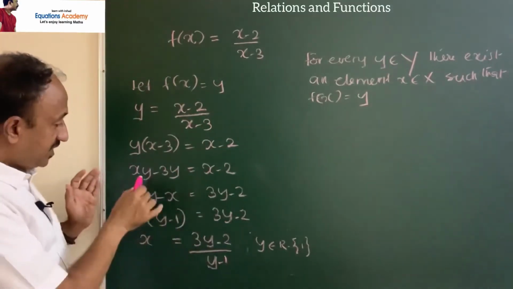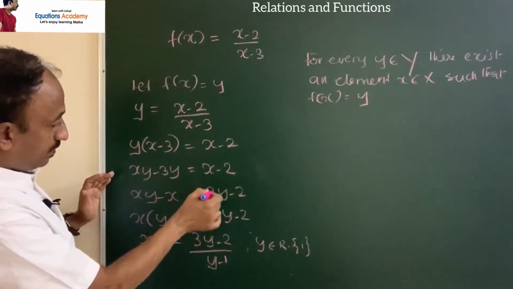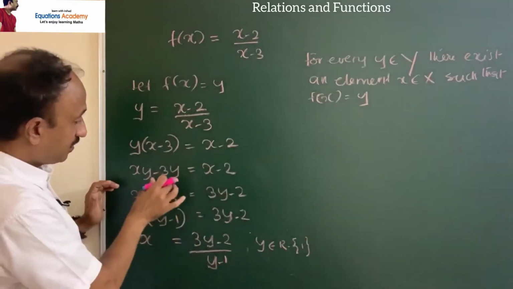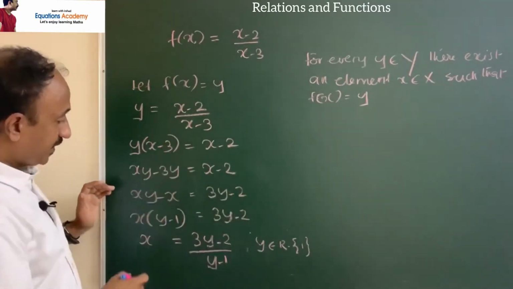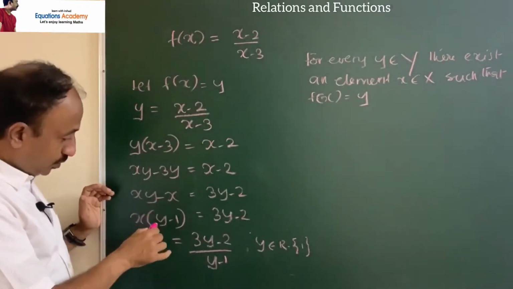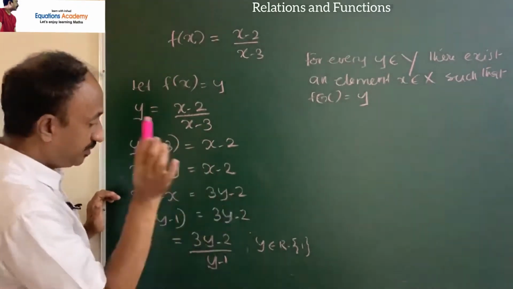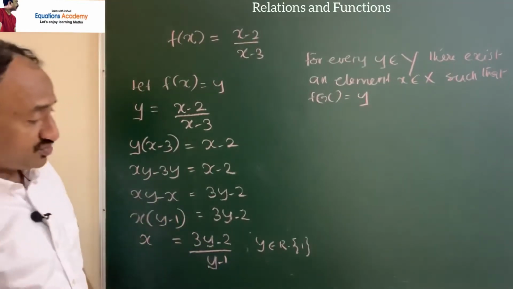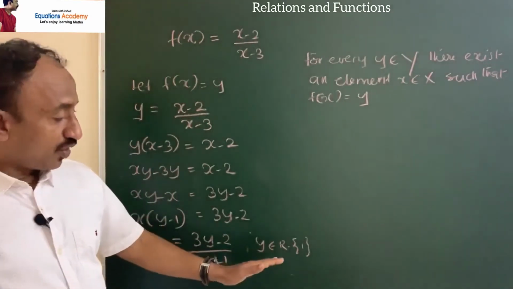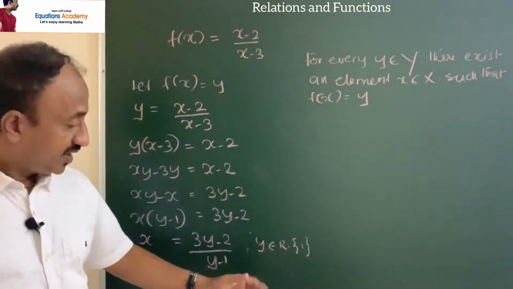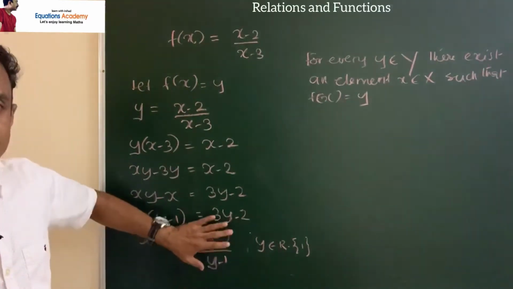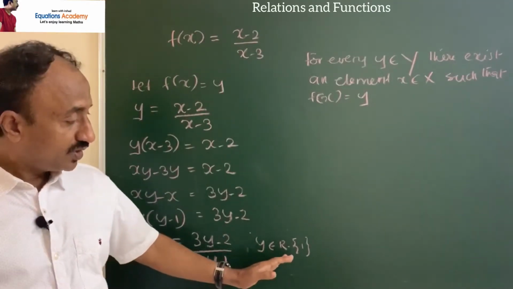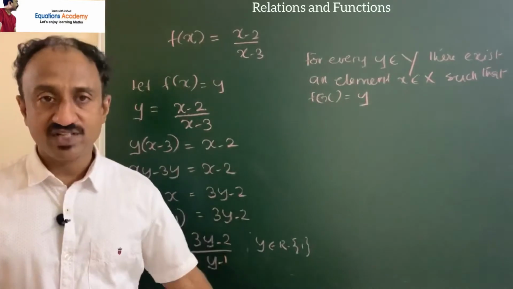Now take the x part, xy. Take this x here, minus x is equal to minus 3y become plus 3y minus 2. Take x common from here, x into (y minus 1) is equal to 3y minus 2. Therefore, x equal to (3y minus 2) divided by (y minus 1). It is given that y belongs to R minus {1}. Why? Because if y equal to 1, this function will be 0 in the denominator, this function is not defined. That is the reason y belongs to real numbers, but 1 is omitted, R minus {1}.